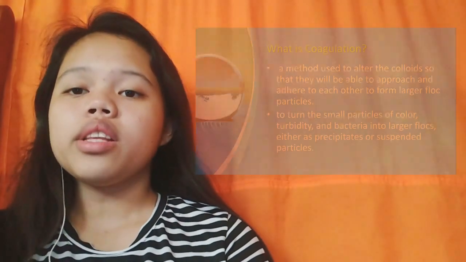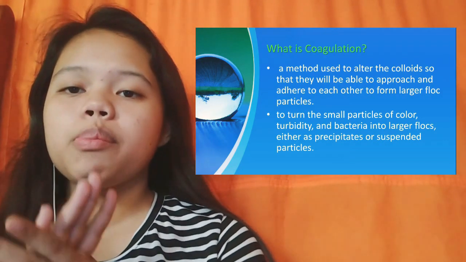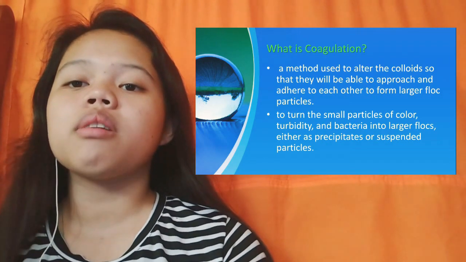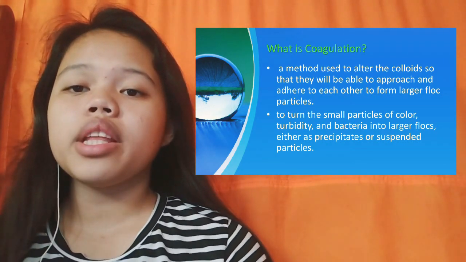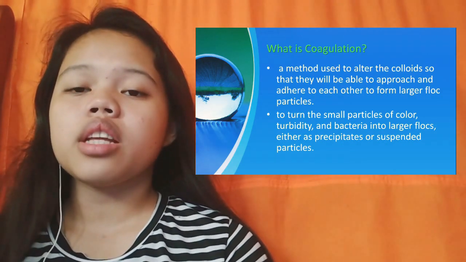Coagulation. What is coagulation? A method used to alter the colloids so that they will be able to approach and adhere to each other to form larger floc particles. To turn the small particles of color, turbidity, and bacteria into larger flocs, either as precipitates or suspended particles.